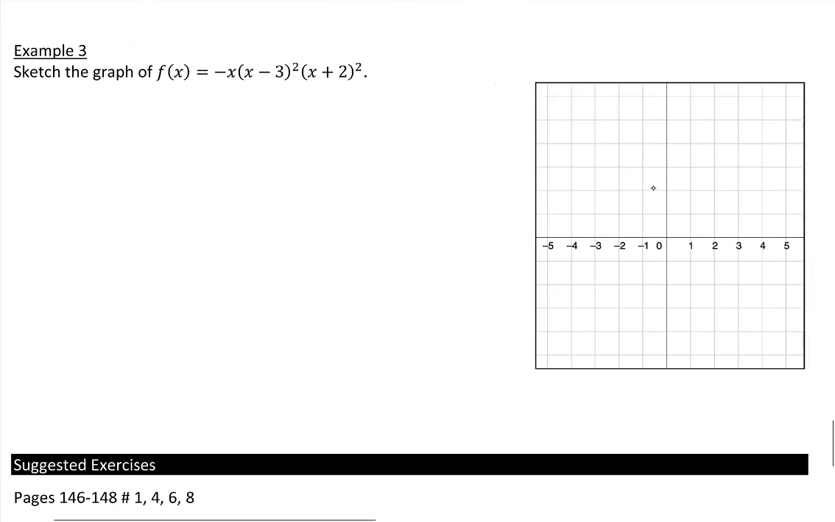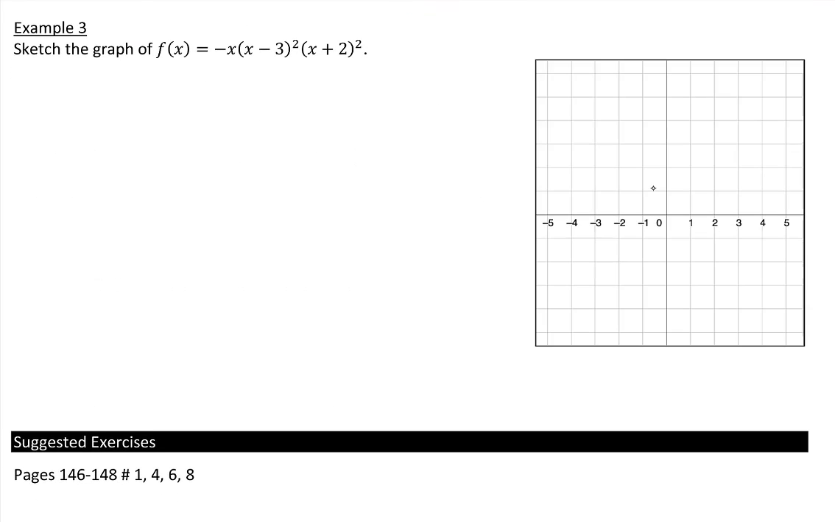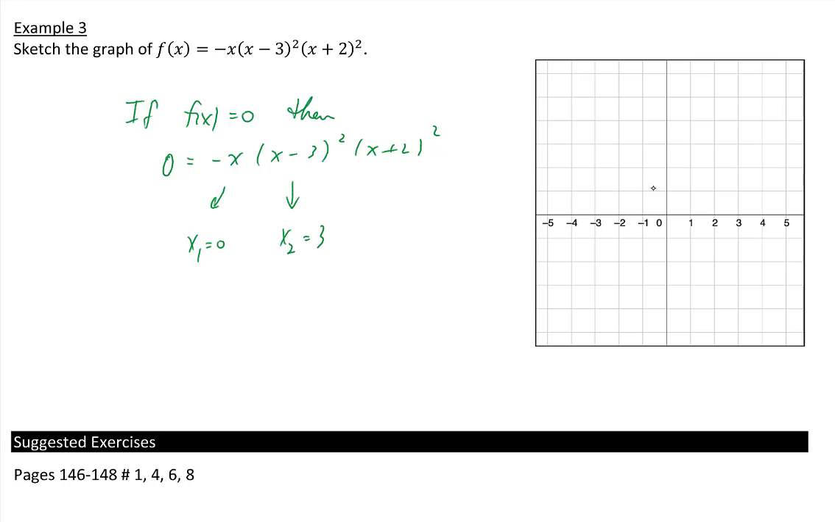All right, final one. Sketch the graph of the following function. And the key things are to look first of all for your zeros. So if f of x equals 0, then we have that 0 is equal to -x, x minus 3 squared, x plus 2 squared. Our zeros, you see, are at 0, are at 3, and are at -2. So let's graph those. So -2, 0, and 3. Again, this is just a sketch.